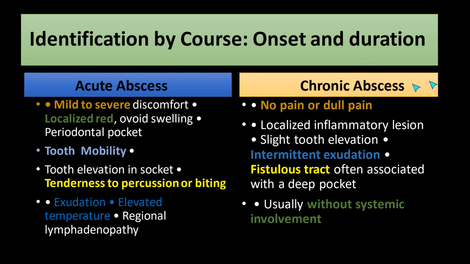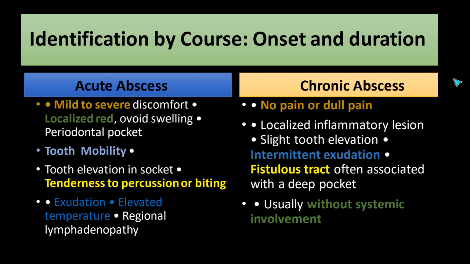Now let's see what the clinical features of chronic periodontal abscess are. Of course, the term chronic means the disease has occurred for a prolonged period of time, and hence you cannot recognize the cardinal signs as much as you can in the acute phase of any disease for that matter.